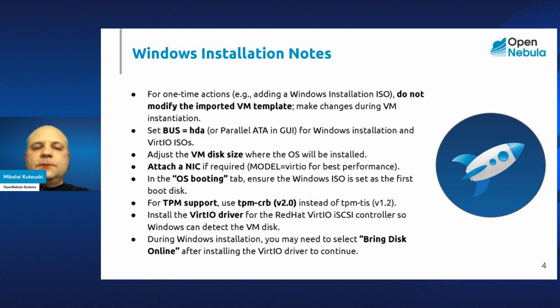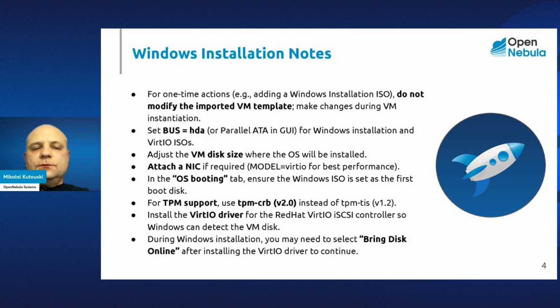So remember, attach a network interface card to this virtual machine if you are going to use the network for downloading some stuff, but normally you don't need this during Windows installation. And if you're going to attach a network interface card, we recommend using the virtio model for best performance. In the boot tab, please make sure that the Windows installation ISO is selected as the first boot disk.